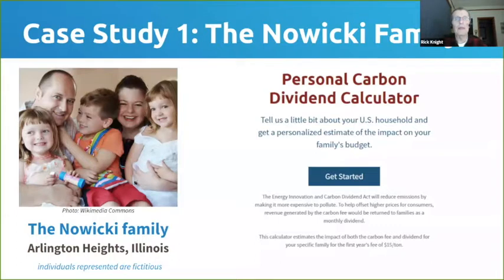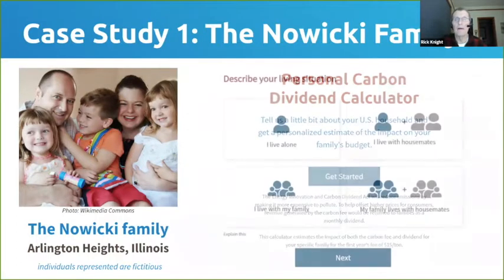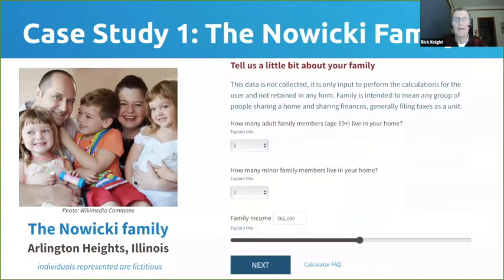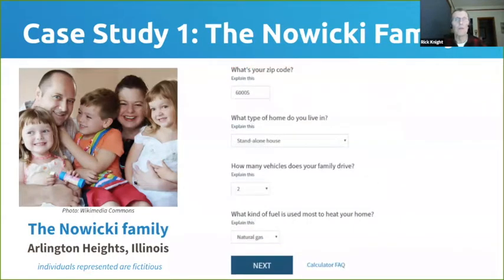You go to the start screen, and then you click Get Started next. Takes us to the living situation screen. For this family, we click I live with my family, which puts the check mark there where you can see it in the lower left quadrant, and then click Next. And here's the first set of inputs. So there are 2 adults, 3 kids, including those adorable twins, and their family income, which you can set either by typing the number into the box or moving the slider, whichever is more convenient for you. Now click Next. You put in the zip code, which here is 60005.